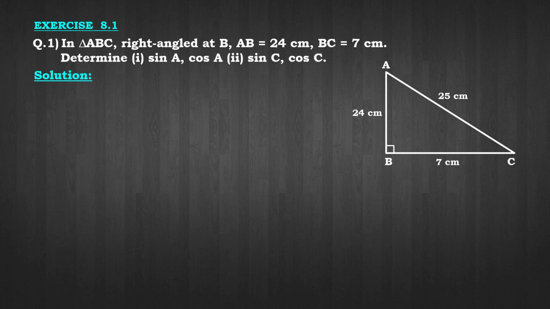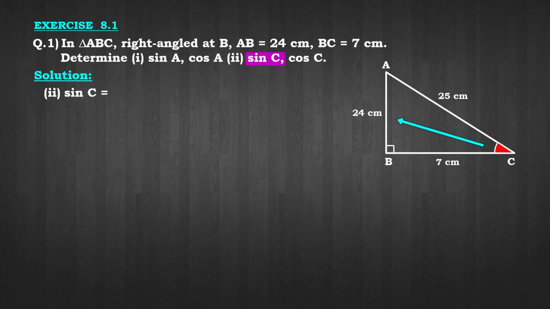Let us now find the values of sine C and cosine C. We are given a triangle ABC, which is right-angled at point B. The length of side AB is 24 centimeters, the length of side BC is 7 centimeters, and the hypotenuse AC is 25 centimeters. First, consider angle C.